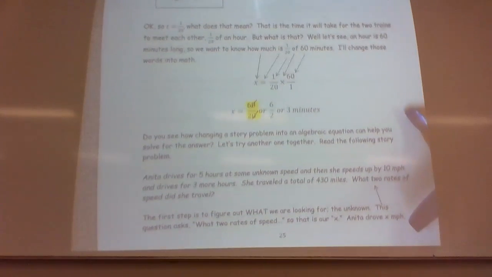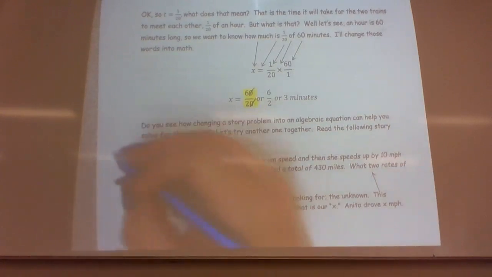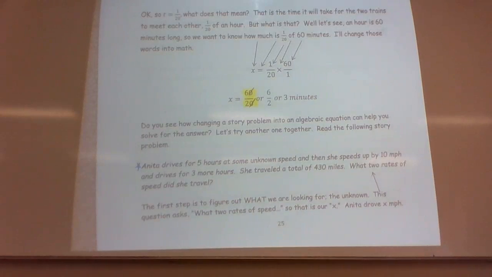Alright, let's look at this one. Anita drives for 5 hours at some unknown speed, and then she speeds up by 10 miles per hour and drives for 3 more hours. She traveled a total of 430 miles. What 2 rates of speed did she travel?